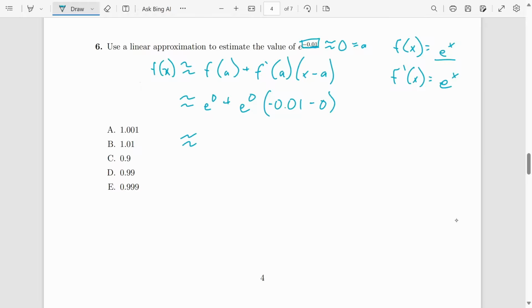So this approximately equals: e to the 0 is 1, e to the 0 is 1 again, so this is going to be 1 plus the quantity of negative 0.01. This approximately equals 1 minus 0.01, which is 0.99. Answer choice D.